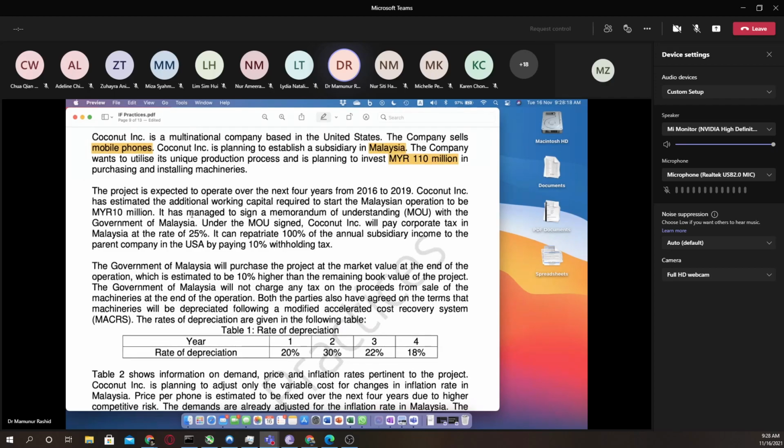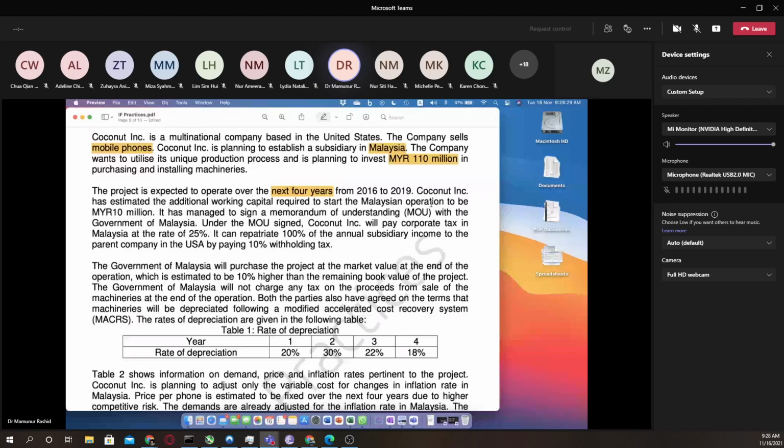The project is expected to operate over the next 4 years. Time is given, 2016 to 2019. Coconut Incorporation has estimated the additional working capital required for this project to be 10 million. Remember, be very careful, this is additional working capital. It's not inclusive of the 110. 110 is only for purchasing and installing machineries. It's not inclusive of the working capital.